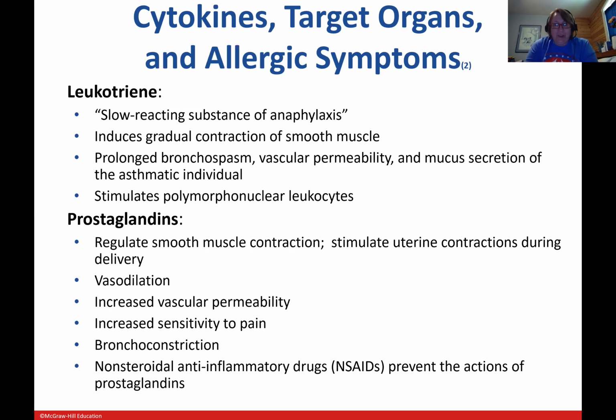So bronchoconstriction, and generally speaking, non-steroidal anti-inflammatory drugs or NSAIDs prevent the action of prostaglandins. So that's kind of the target molecule of Tylenol and ibuprofen and all of those sorts of things. So we've talked about 5 different cytokines, and every one of them can cause bronchoconstriction and vasodilation. And so you can see when all of these cytokines together kind of pile on, you can have pretty big systemic effects.